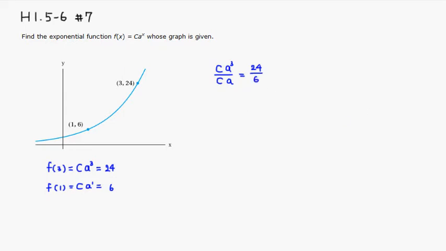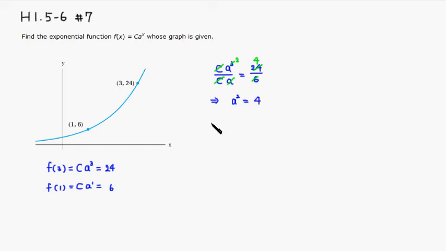Then you can cancel c, that's what we wanted, c on top and c on the bottom cancel out. So you have a to the first and a cubed here, so we can cancel and write it as a to the second power. Then 24 divided by 6 is 4. So you end up with this equation: a squared is equal to 4.